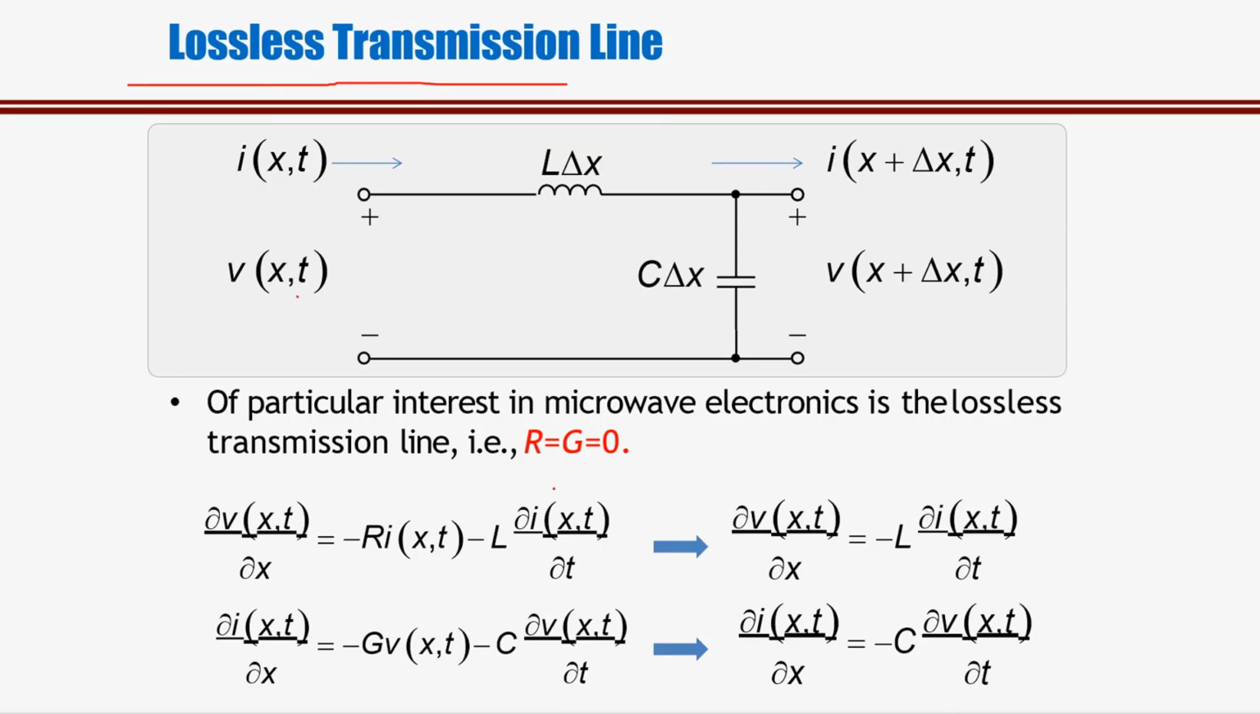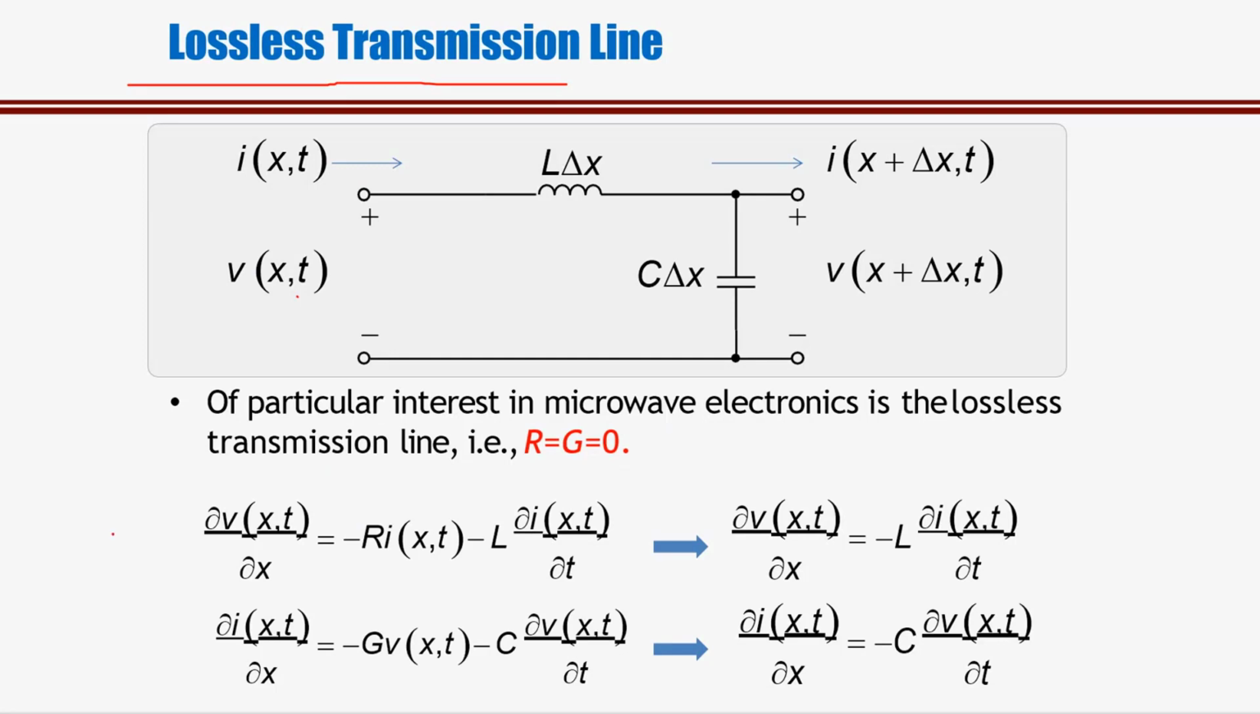When resistance is 0, no voltage drop. Conductance is 0 means no current drop or no current consumption. So that particular line is called a lossless transmission line. And these are important when we transmit very weak signals in case of microwave electronics. So we have to consider what their effects are. If R and G are 0, then what are the equations?